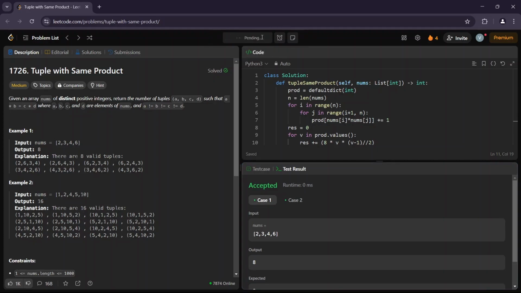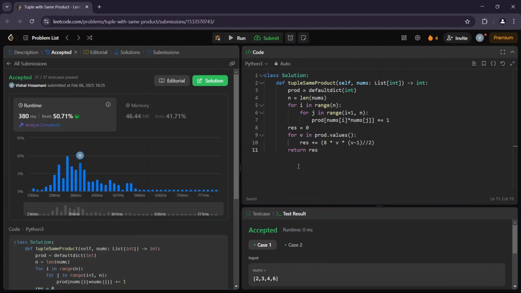Test cases are passing. Let's submit it. Okay, it's submitted. Thank you.